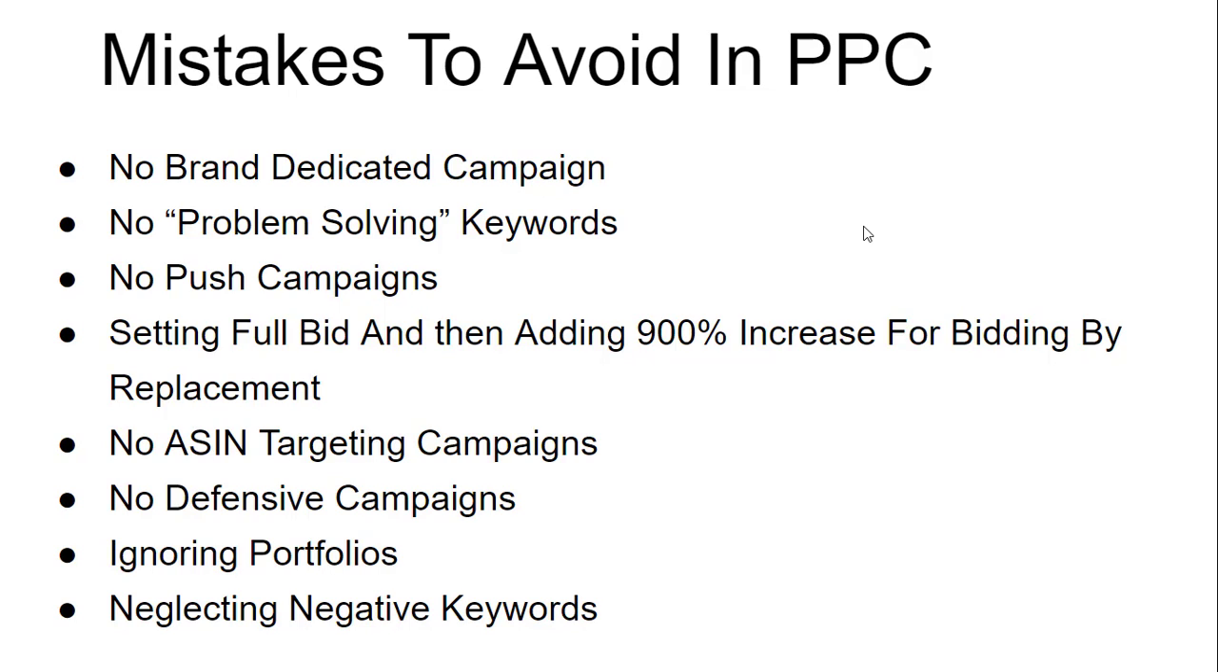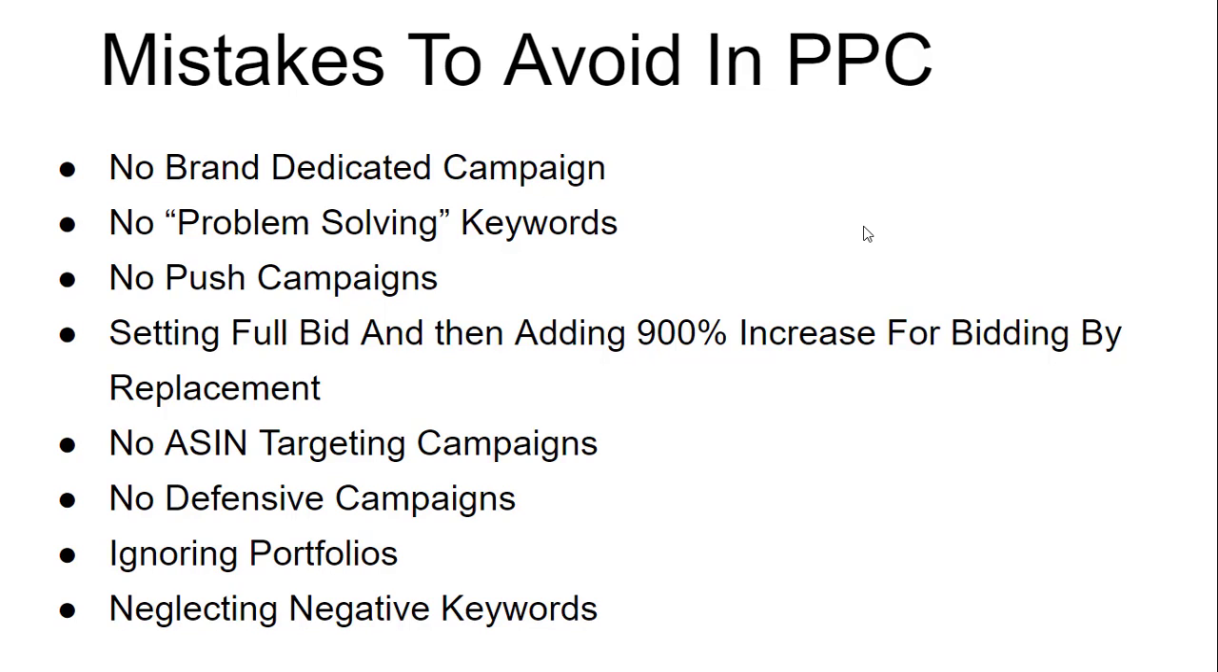Moving on to the next point, this is the most common mistake people make. They set the bid on the higher side and also increase the bidding replacement to 900%. I highly discourage this. Yes, you have to set the bid on the higher side, but keep the bidding replacement at 0. Once you start getting more sales, more ranking and more ratings on your products, then you can gradually increase the bidding replacement. It is very important to keep your bidding replacement at 0 in the start.